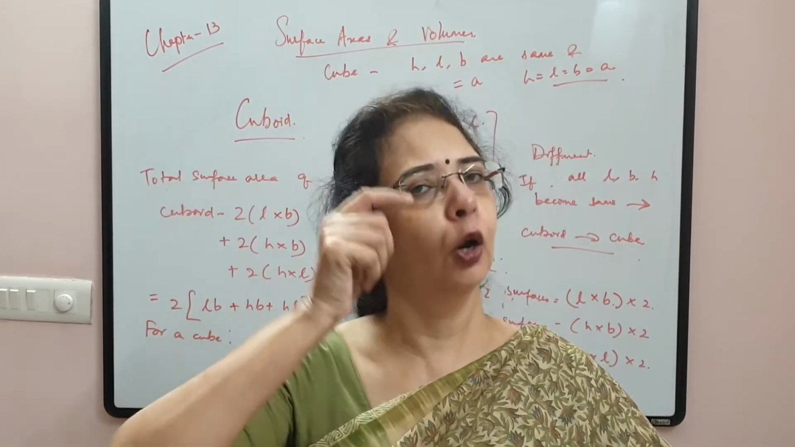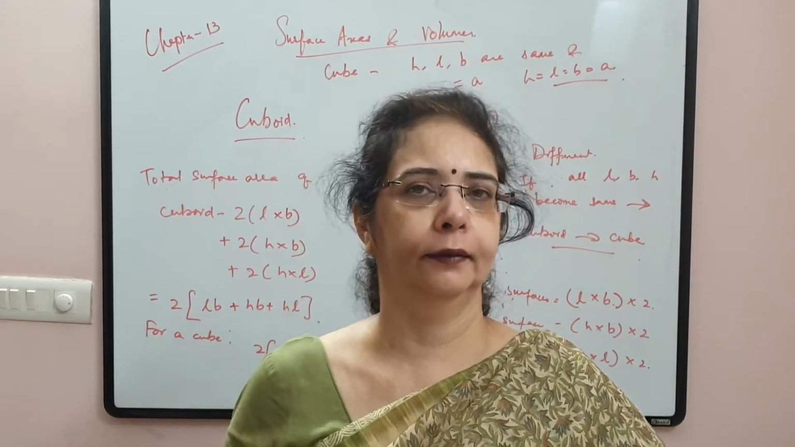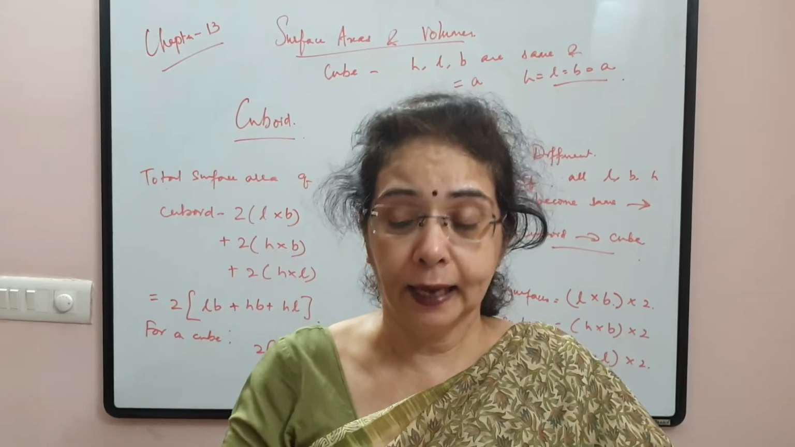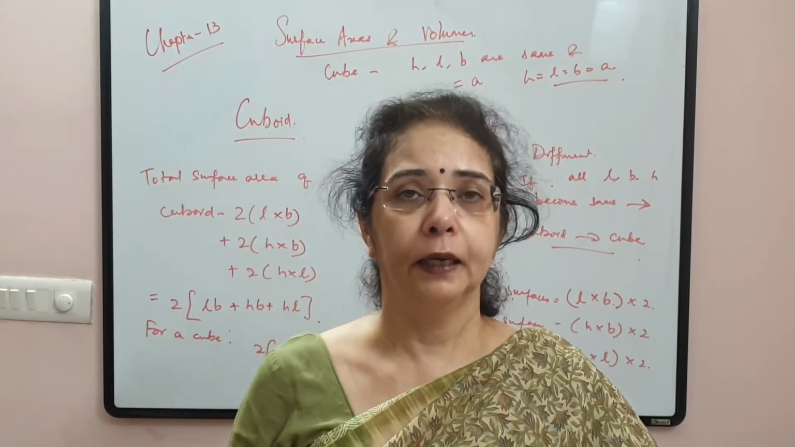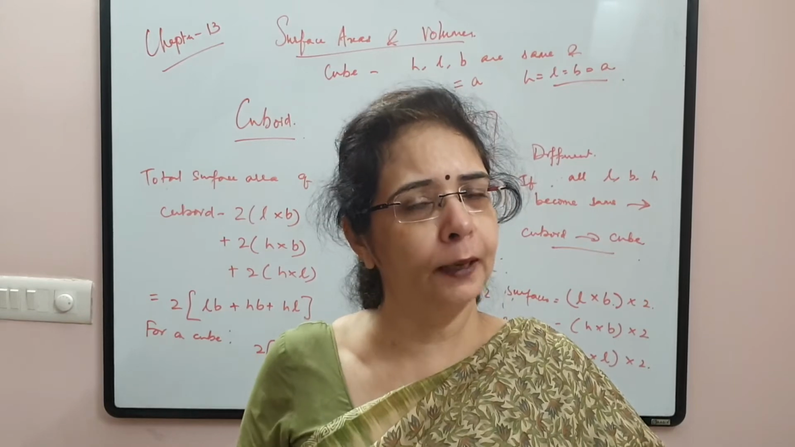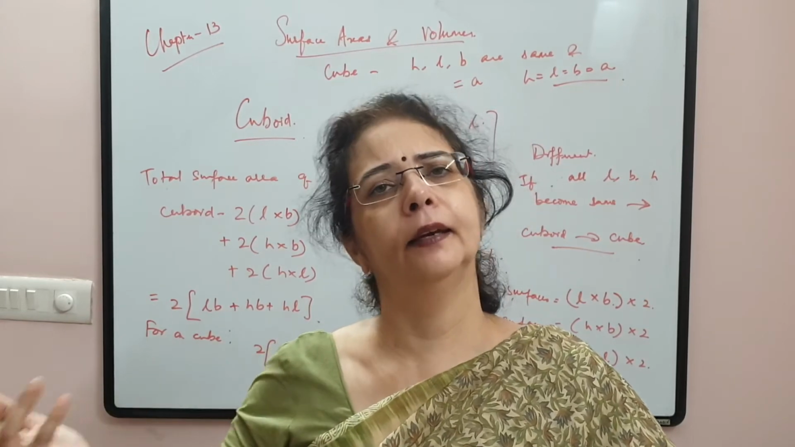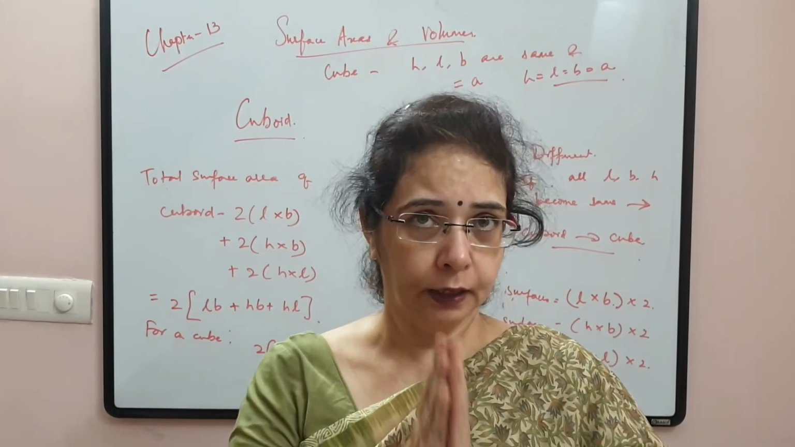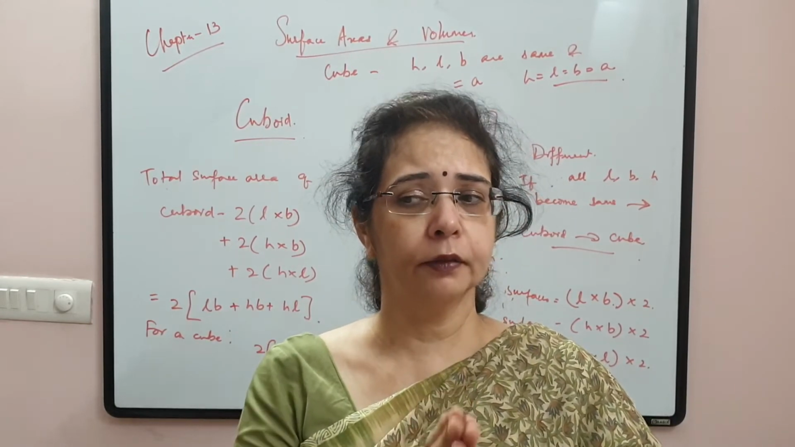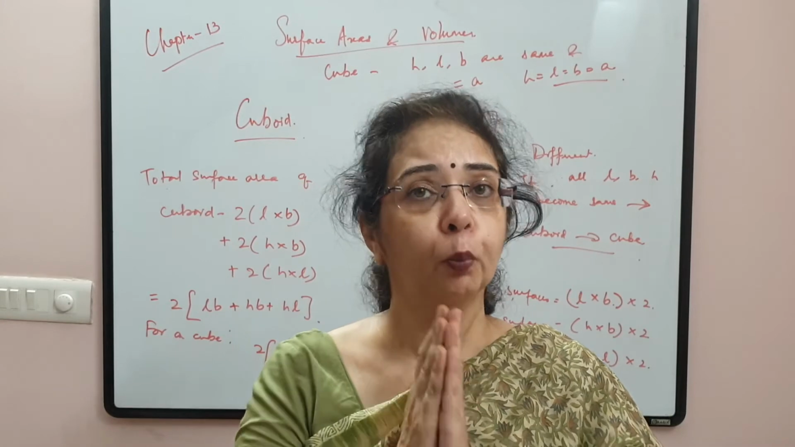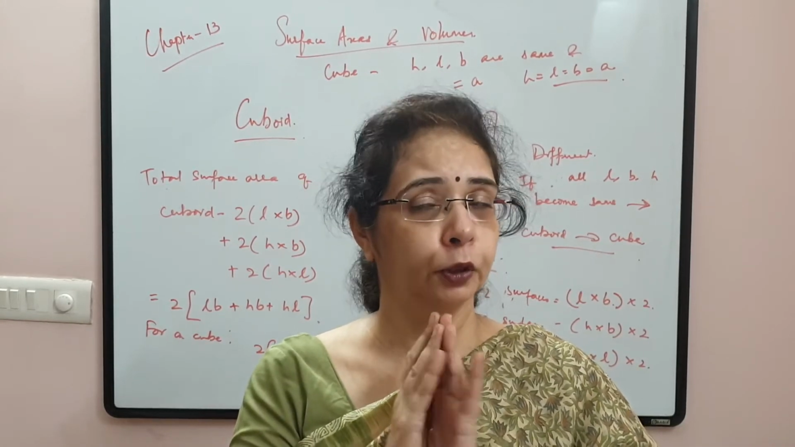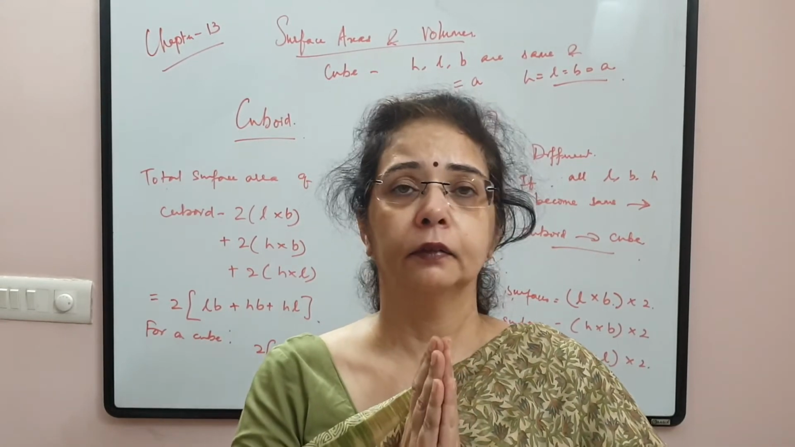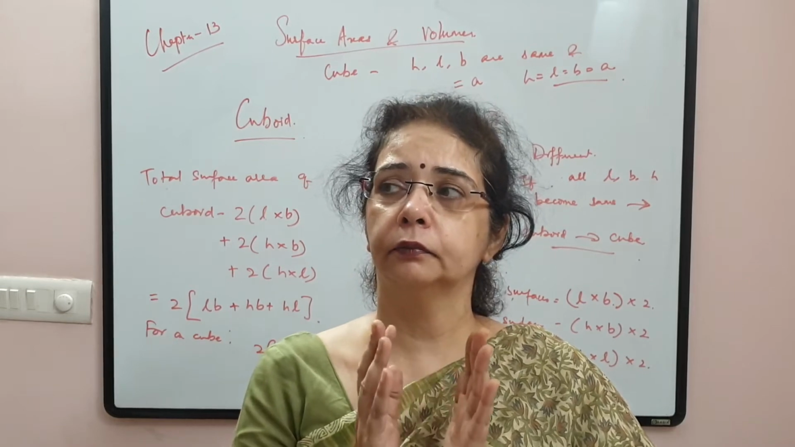Floor and ceiling will always be length into breadth for a rectangular shaped room. But if the room is a cube shape, then length, breadth and height all will become a single dimension. Understood, children? This is the mantra for most of the questions you will have considering a room.